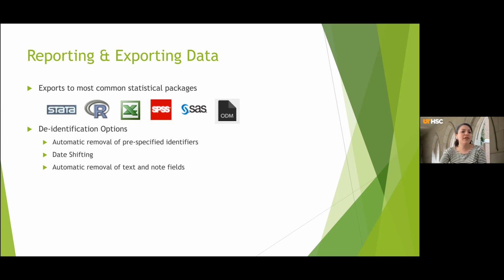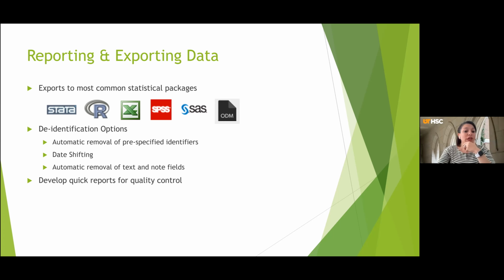And you do have the identification options. You can do it in 3 different ways. One of them is automatic removal of pre-specified identifiers, which we already talked about. Date shifting is another way to de-identify the data, and automatic removal of text and note fields is the other option.